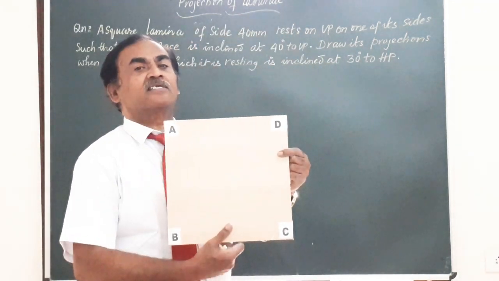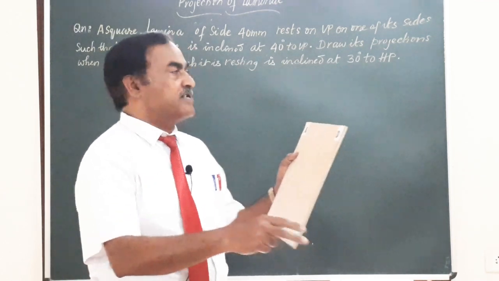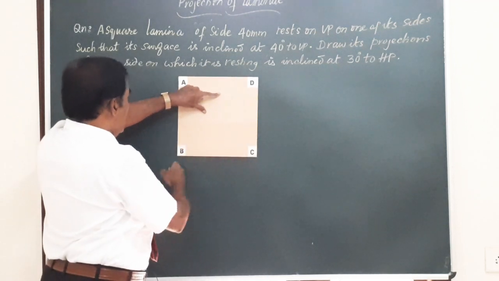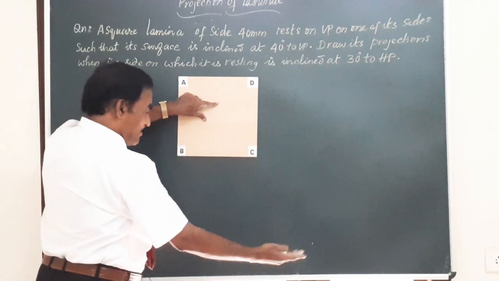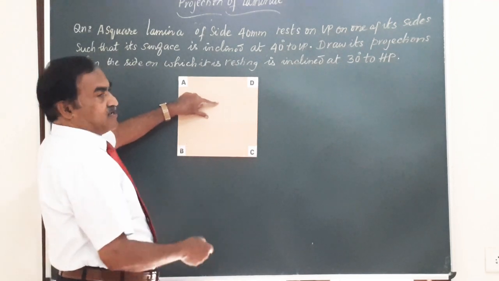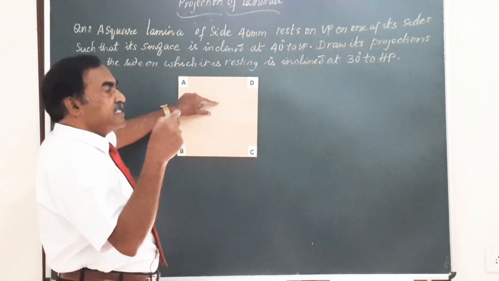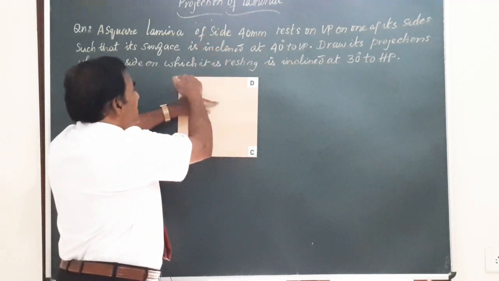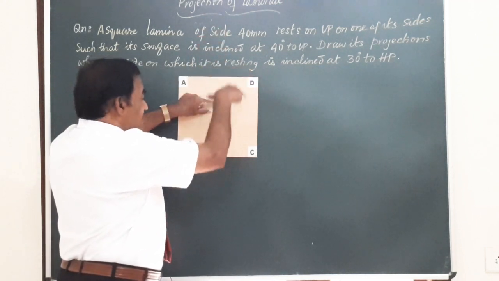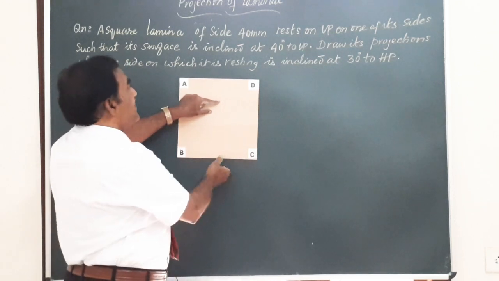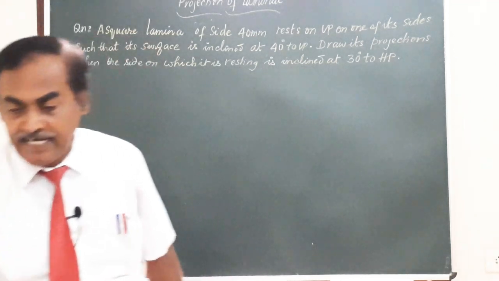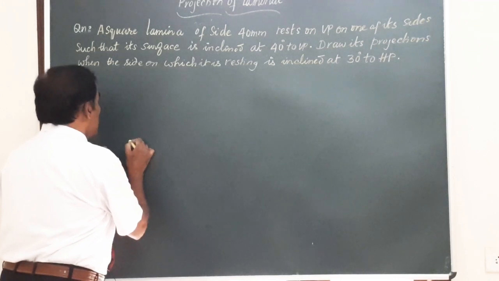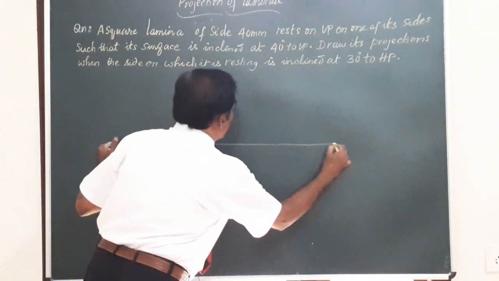So the moment they say it is resting on VP, assume that this lamina is pasted to the wall like that. So each side is 40, such that one of the sides AB is perpendicular to HP. Obtain its top and front views. So friends, in the actual front view, you can see the square, and when you look from the top, you get the top view, a line of length AD equal to 40 millimeter, which you are going to obtain on the XY line. So with this introduction, I am going to commence this problem by drawing the XY line, the line of intersection of VP and HP.